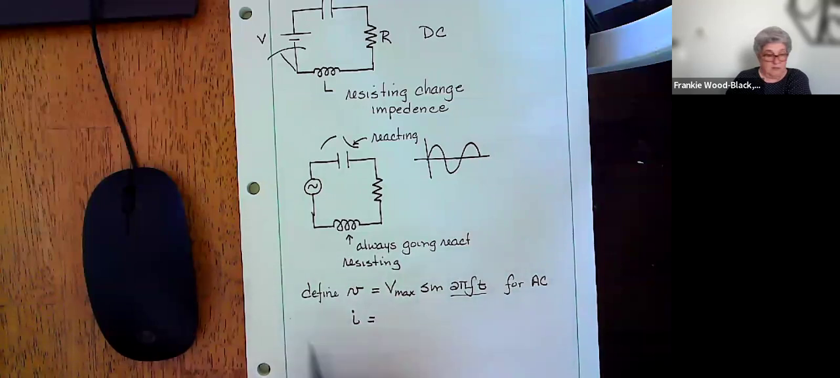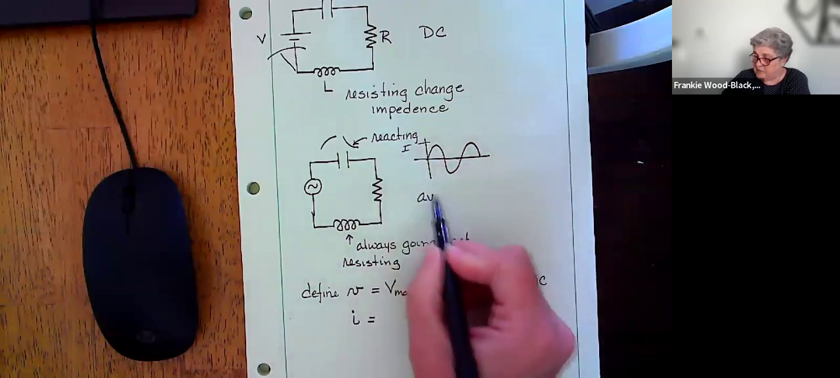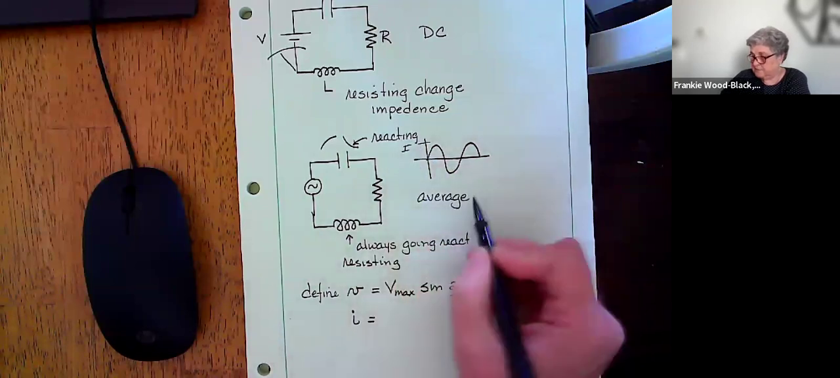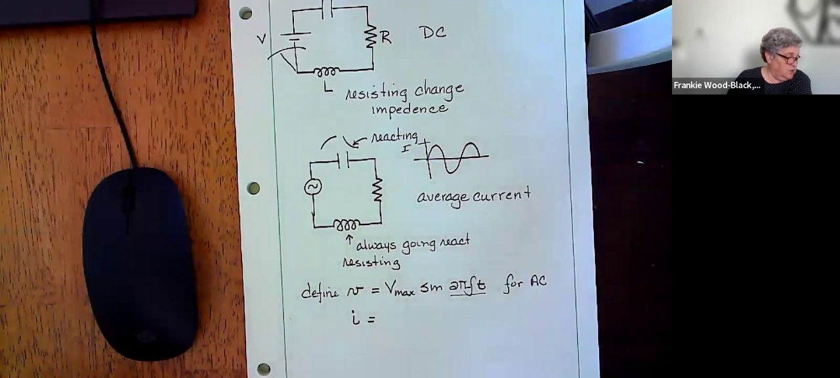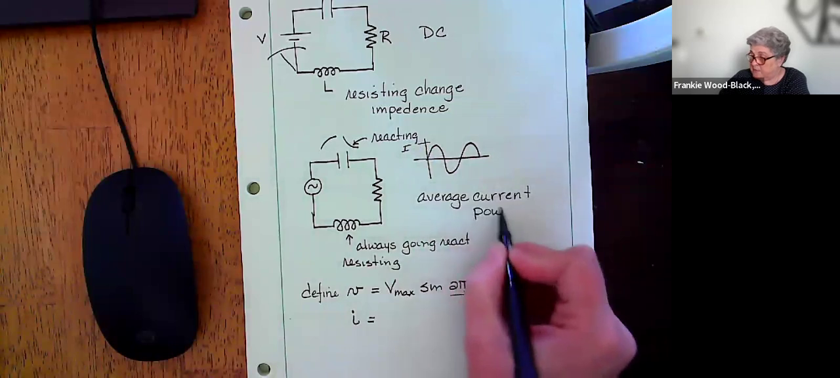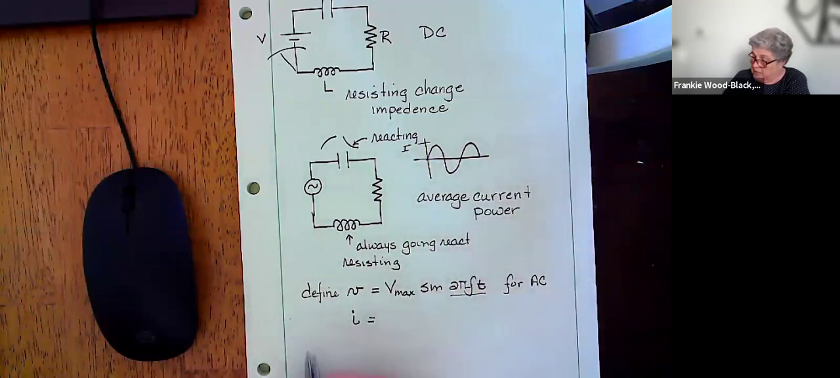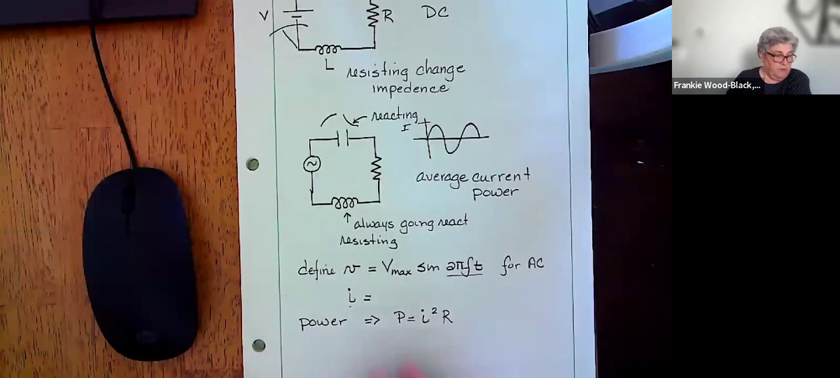Now, because of that, what's going to happen is I'll get a maximum current, but I'll also have an average current. I'll also have an average voltage. So you'll have that average current or that average voltage. You'll also have an average power. Now, my power at any given time is going to look like the current squared times R. So it just looks just like what we've seen before. Nothing new has changed. Everything's fine.